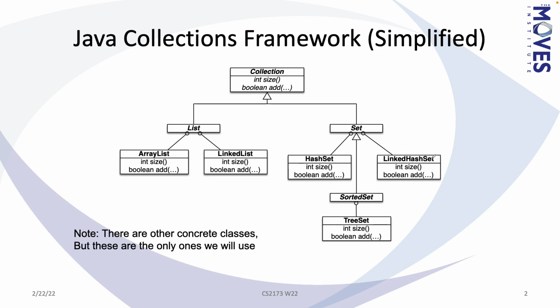Hash sets and linked hash sets. Again, the difference with the hash set is you don't care about the order. With a linked hash set, it'll keep it in the order that you put it in. The difference between a list and a set is that a list can have duplicates and a set cannot. So that's really the first bifurcation.